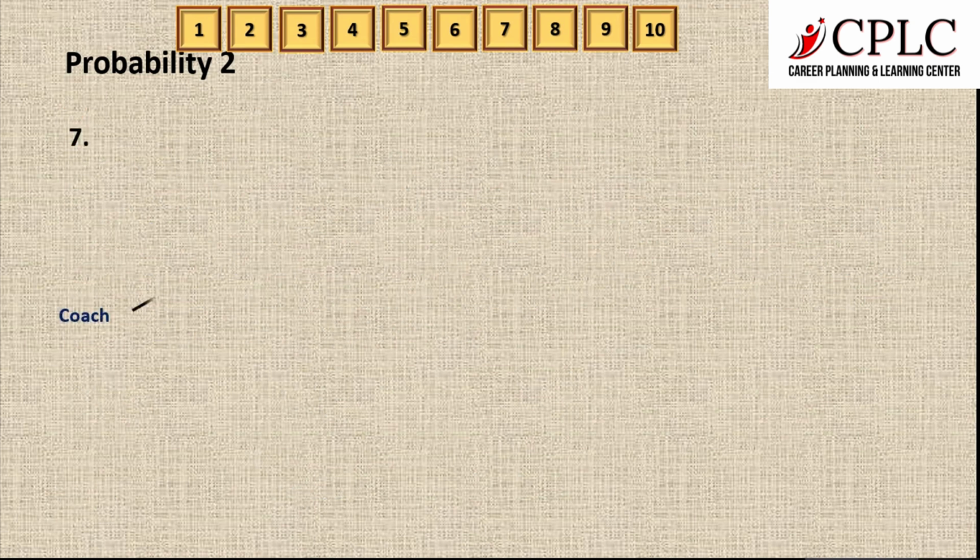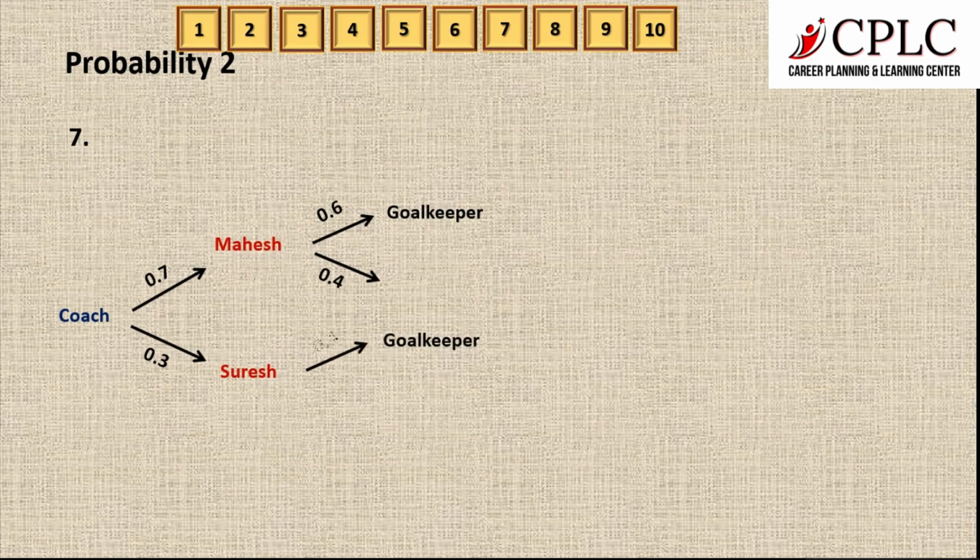So let's formulate the data. Mahesh is the coach 7 out of every 10 games, so 7 by 10, and 0.7 is the probability. So Suresh will be the coach, probability is 0.3, 1 minus 0.7. Mahesh is the coach, Amar is the goalkeeper, the probability is known to us, which is 0.6. Suresh is the coach, Amar is the goalkeeper, again we know that probability, which is 0.4. So our favorable outcome is Amar is the goalkeeper and Suresh is the coach, whereas the sample space will be Amar is the goalkeeper. So as I said, it is a combination of both things, coach and Amar being the goalkeeper.